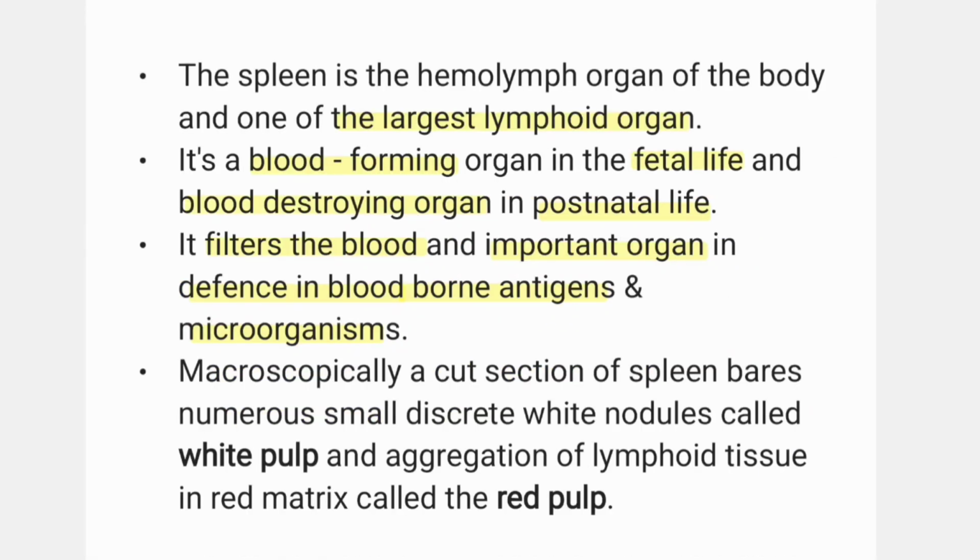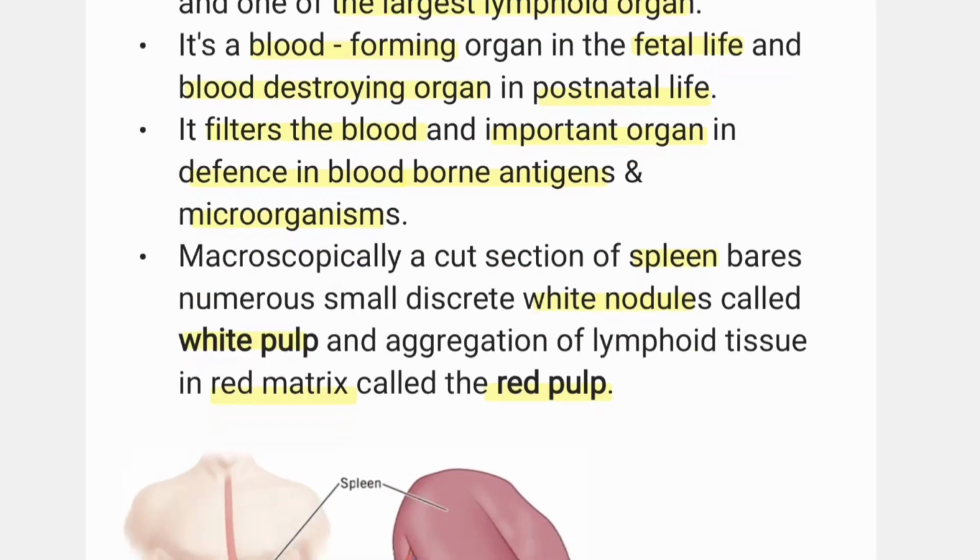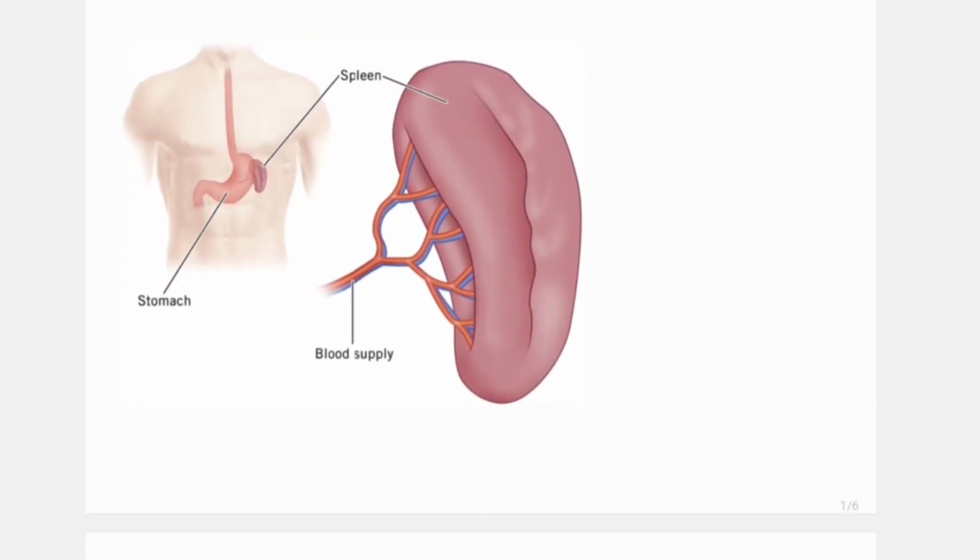Now, if we macroscopically cut a section of spleen, then it bears numerous discrete white nodules which are also known as the white pulp and some aggregations of the lymphoid tissue in the red matrix called the red pulp. So, we can see small discrete white nodules which are called the white pulp and some aggregations of lymphoid tissue in the red matrix which are known as the red pulp. So this is the structure of the spleen and it is present in our human body just on the left side of the stomach.